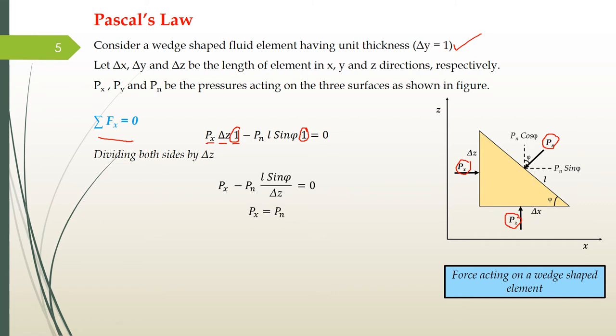After dividing both sides by delta z, and since delta z is equal to L sine of phi from this figure, we get Px, the pressure acting in the x direction, equal to the pressure acting in this direction, Pn. Next we will take into consideration the summation of forces in the z direction.